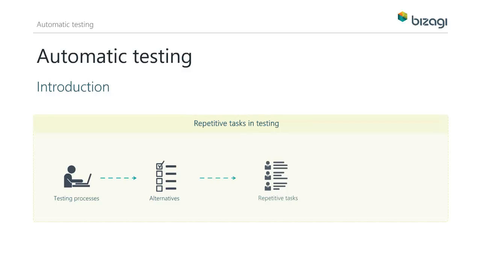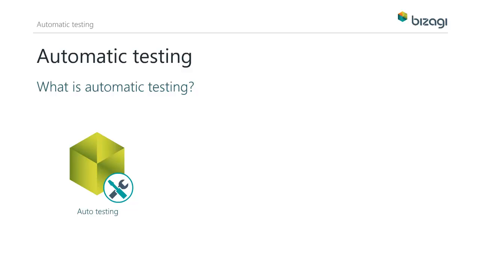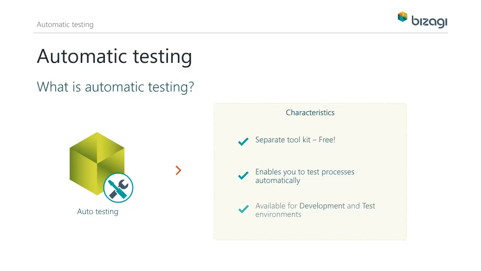This question is even more critical when you're testing lengthy processes in your organization, which demand even more effort to create a case until a certain point. Bizagi has delivered a separate testing toolkit for free. Auto-testing enables you to test processes automatically in development and test environments.